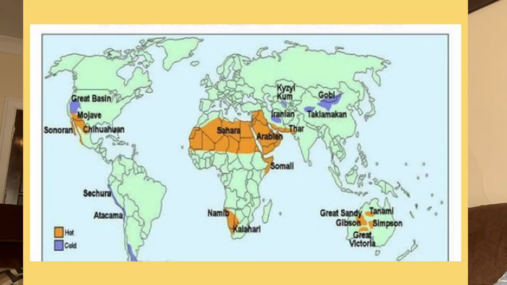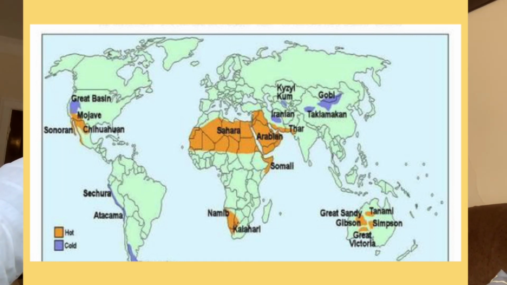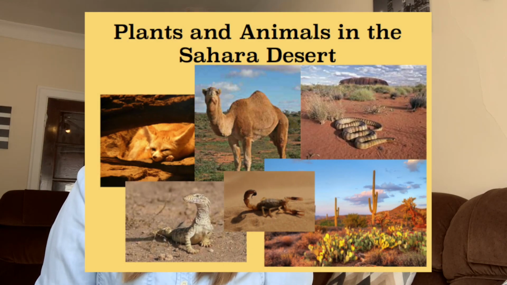Here's a map to show you where you can find deserts on Earth. So there are two different types of deserts. There's cold deserts and hot deserts, but we're not going to talk about cold deserts. So if you look at the orange, it is showing you the parts of our Earth that have hot deserts. The biggest desert on Earth is the Sahara Desert in Africa. Here are some plants and animals you would find in the Sahara Desert. We have a fennec fox, a dromedary camel, a sand viper, a scorpion, a monitor lizard, and different types of cacti.